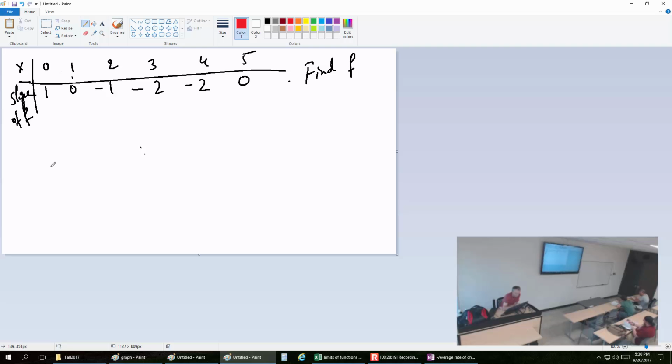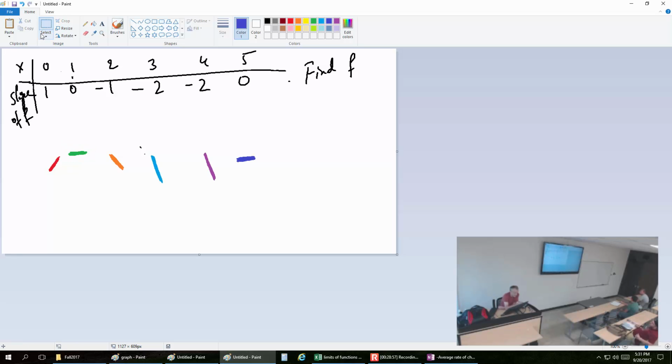So slope 1. Slope 0. Slope -1. Slope -2. Let me change the color here. Slope -2, another slope -2. And then slope 0. So I just take them and assemble them one by one.